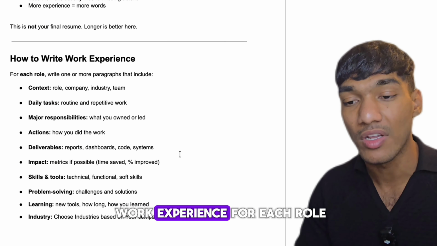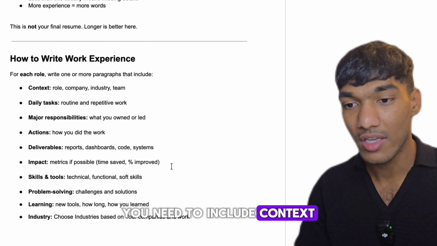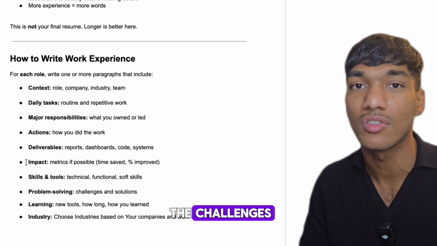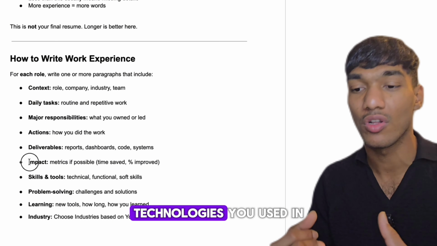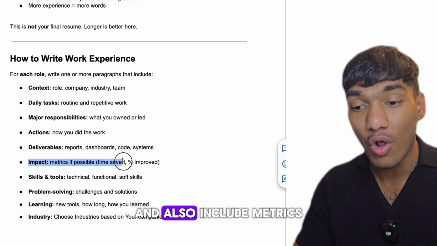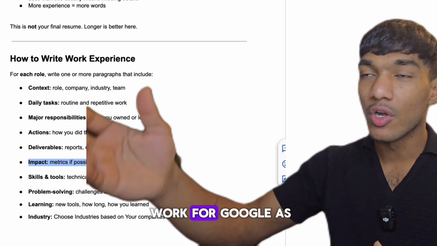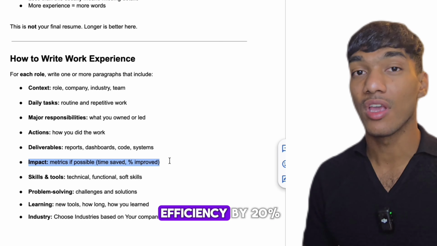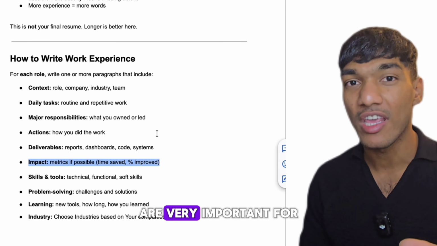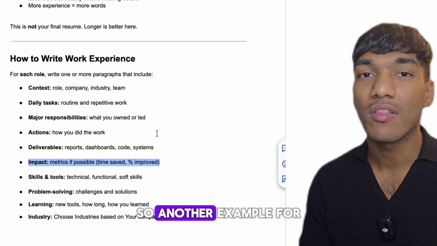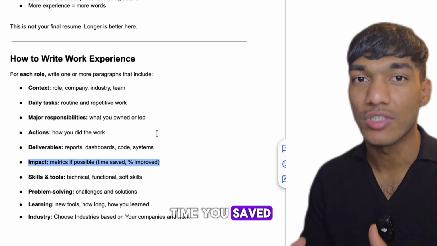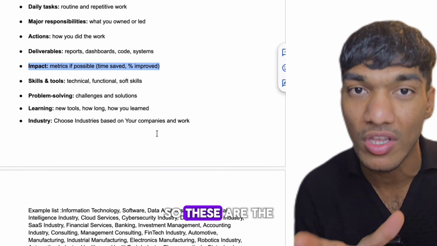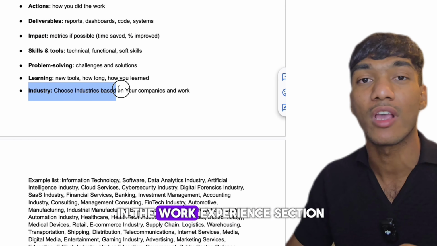And how to write work experience. For each role, you need to include context, daily tasks, major responsibilities, any challenges you have faced, how you overcame the challenges, what you learned from them, and what kind of tools and technologies you used in this work experience. Also include metrics. Let's say I worked for Google as a data analyst, and these are my day-to-day responsibilities, and I increased the efficiency by 20%. These kinds of metrics are very important for us to understand. Another example of metrics is the amount of time you saved. So you increased the efficiency, reduced the time, and increased the progress at this rate. These are the kinds of metrics you need to include in the work experience section.